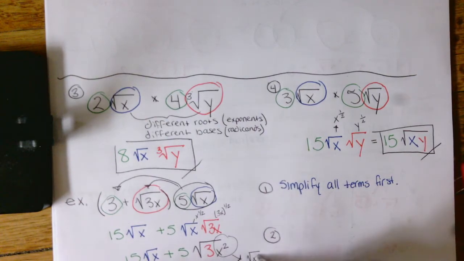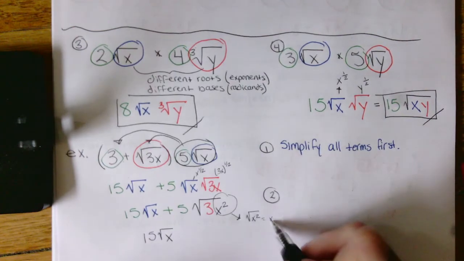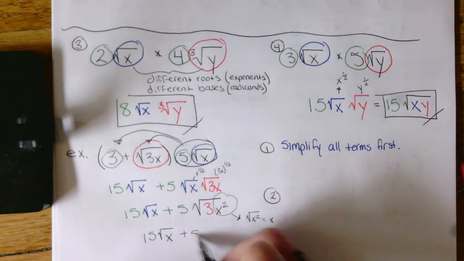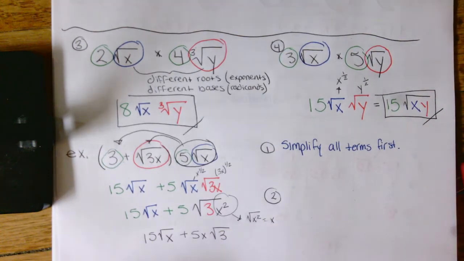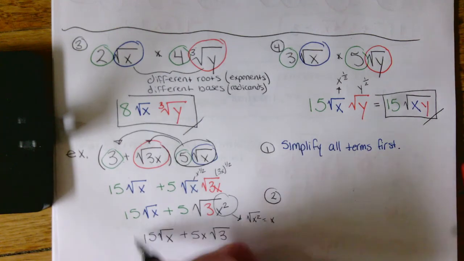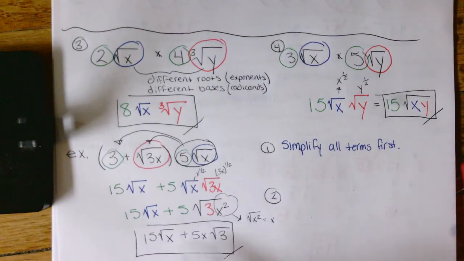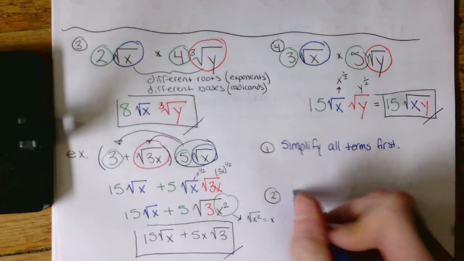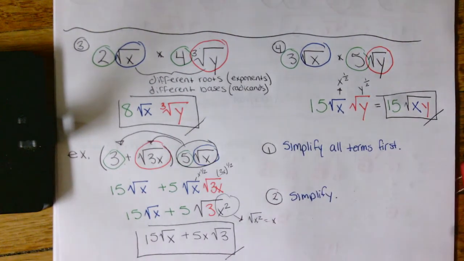square root of x squared. This is just going to be x. So I've got plus 5x square root 3. This is as far as I can go. Different radicands cannot combine. Once I'm done simplifying, I am finished.